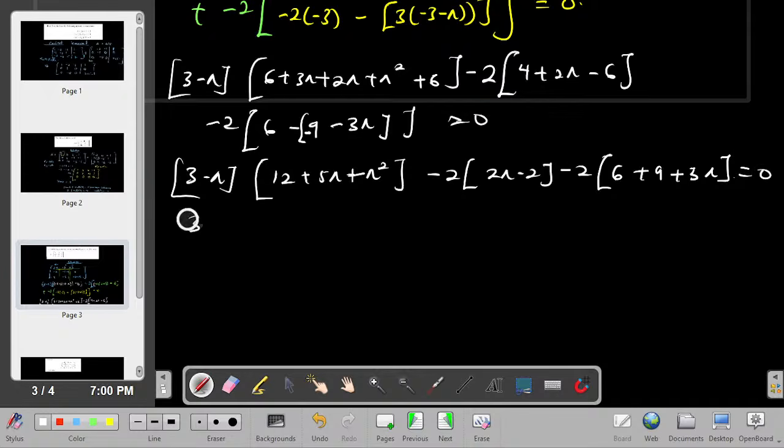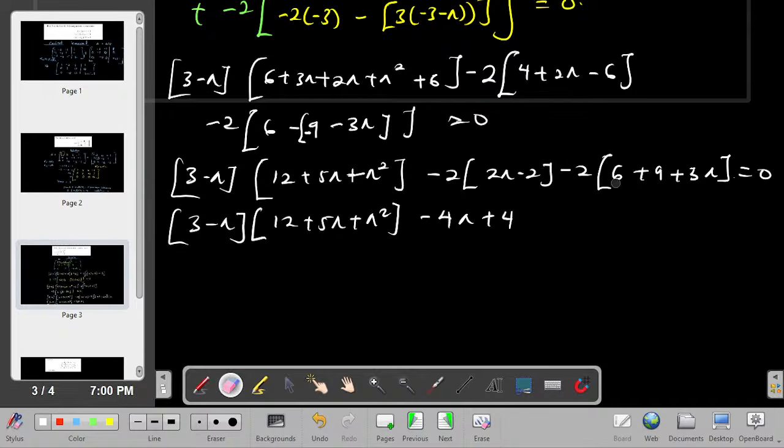So I'll have 3 minus lambda. I'll have, this is what? 12 plus 5 lambda plus lambda squared minus, here I'm going to get 4 lambda plus 4. At this point too, everything opens up, right? I'm simply going to have 6 plus this will be 15. So 6 plus 9 is what? 15. Let me write that. I'll have 15 inside here, right? So I'm done with this. This multiplies to negative 30 minus 2, that is minus 6 lambda, is equal to 0.